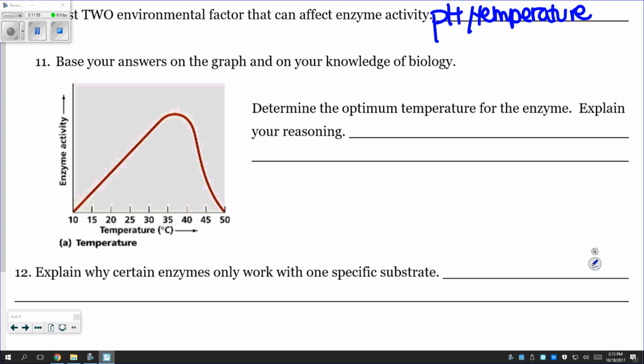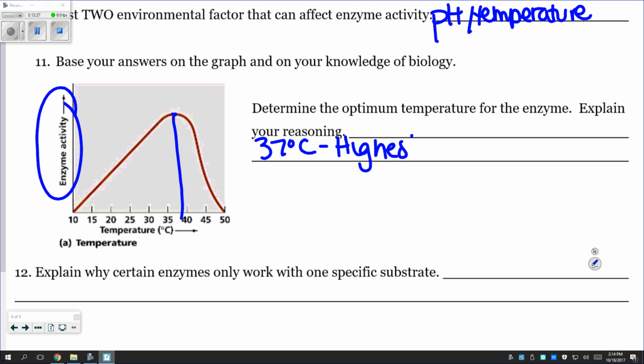11, again, similar to what we just saw. It wants you to determine the optimum. Optimum means best. You find your high point on the graph. Draw a line straight down. Again, an acceptable range would probably be somewhere between 35 and 40. For me, I'm going to write down 37 degrees Celsius. Units are important in this case. The other thing you want to note, they always want an explanation. Go over to your y-axis once again, and this is going to be because this has the highest enzyme activity.